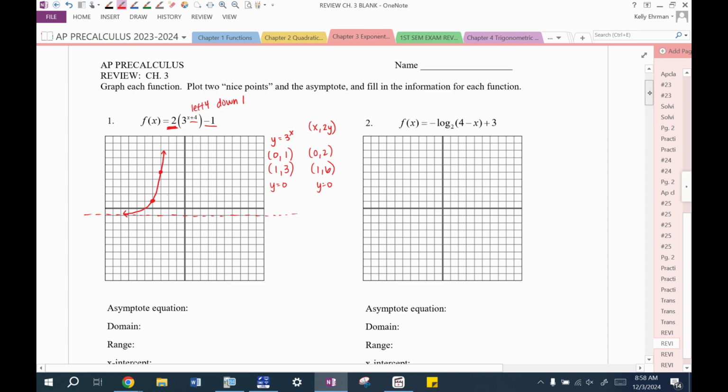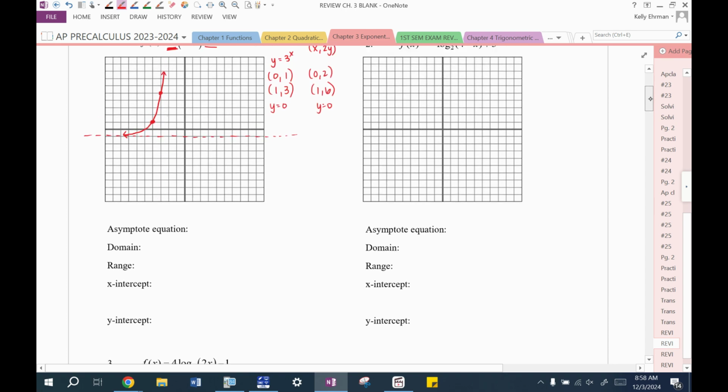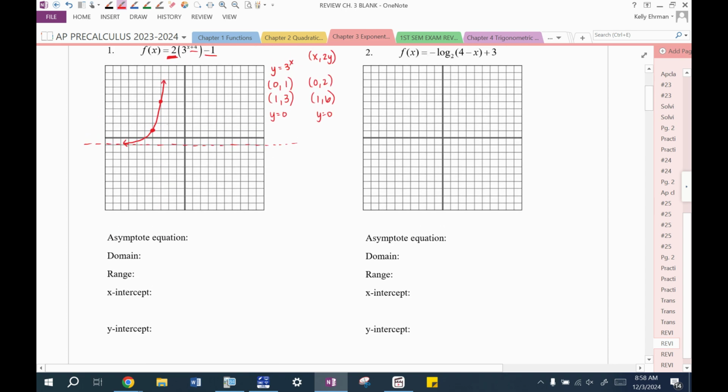All right, so filling in the information. Some of this we can get from the work we've already done. The asymptote equation is y equals negative 1. Make sure you put in y equals if it's horizontal and x equals if it's vertical. The domain here for an exponential function is all real numbers. The range I can see in my graph is negative 1 to infinity.